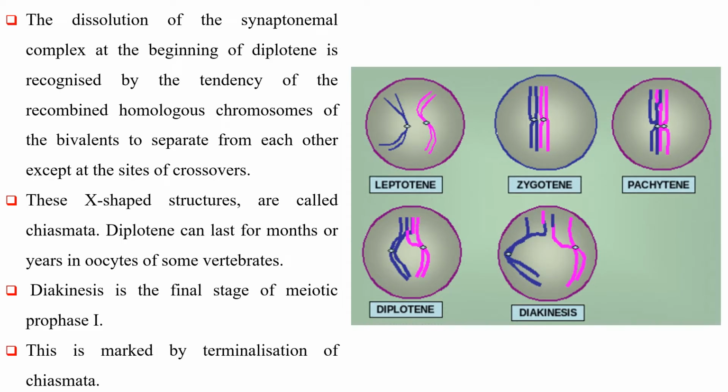The dissolution of the synaptonemal complex at the beginning of diplotene is recognized by the tendency of the recombined homologous chromosomes of the bivalents to separate from each other except at the sites of crossovers. These X-shaped structures are called chiasmata. Diplotene can last for months or years in oocytes of some vertebrates. Diakinesis is the final stage of meiotic prophase I. This is marked by terminalization of chiasmata.